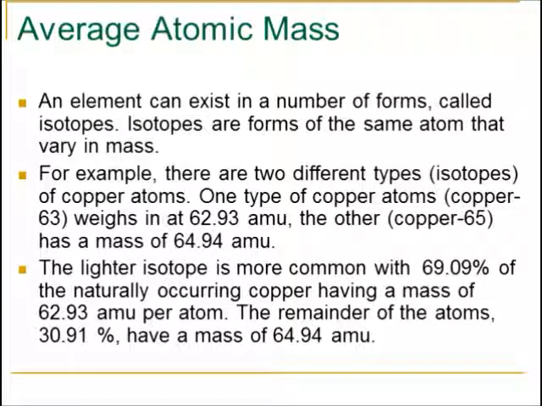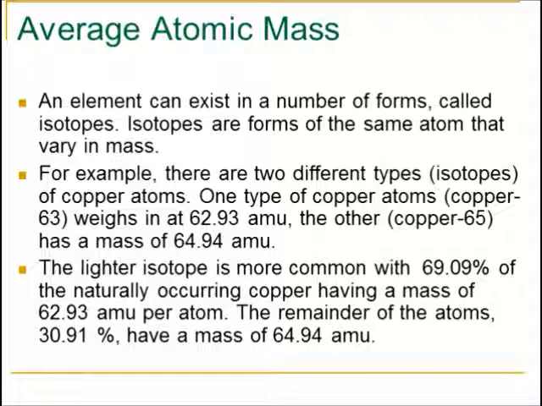The average atomic mass. An element can exist in a number of forms. Like we said, we call those isotopes. And because isotopes are forms of the same atom, they vary in mass. So, for example, there are two different types of isotopes of copper atoms. One type weighs in at 62.93 AMU, remember atomic mass units, so we round that to 63.